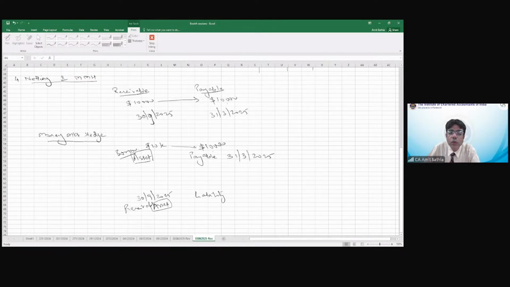As a result of that, what does that do? I will be able to use this money to pay off this liability. Now, this borrowing will have to be paid, right? So when is it going to be paid? I'm going to pay that on 30th September 2025. So when I receive this money, I will use that money to pay this off.